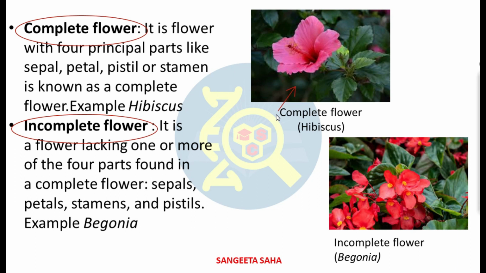And if a flower lacks one or more parts of the 4 flower parts as I have mentioned earlier, then it is said to be the incomplete flower. It is seen in begonia.